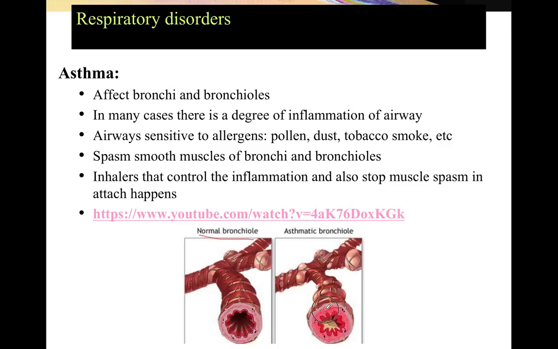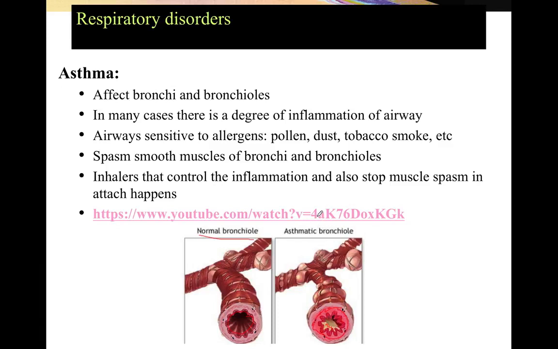But here what you see is this tissue surrounding this is highly inflamed, which means it's limiting the passage of air through that air passageway. You also have this yellow buildup, which is the mucus buildup, which further closes and clogs the air passageway.